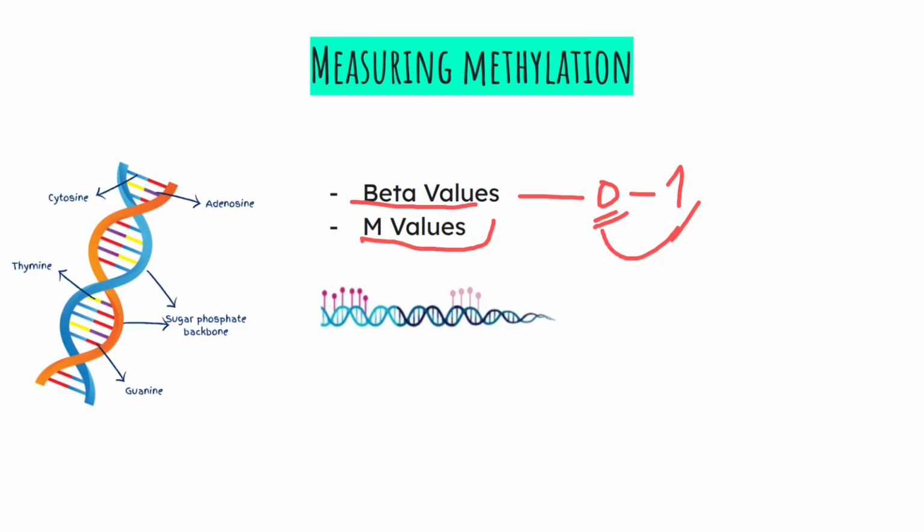Then the M values could be positive or negative, and the larger the value means a more methylated site, and the more negative the value means it's a less methylated site. Generally, we make use of the beta values, and that's what we're going to be using in this course.